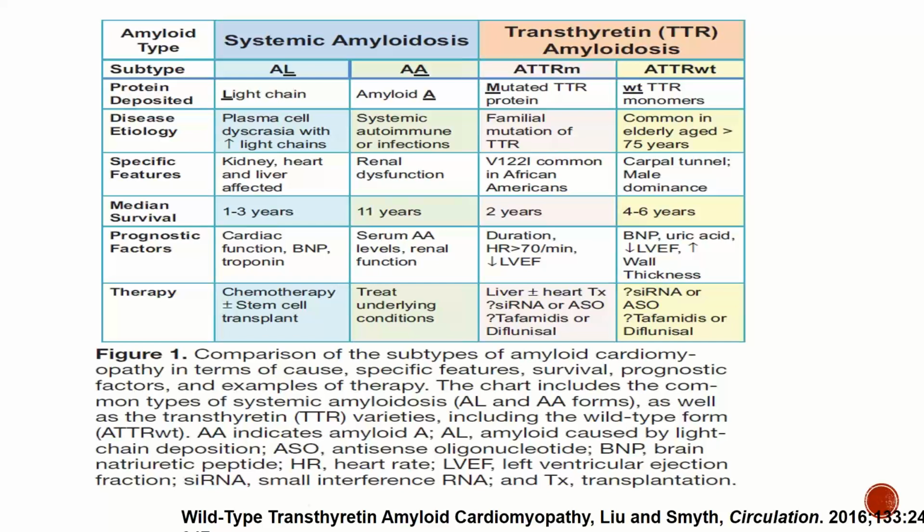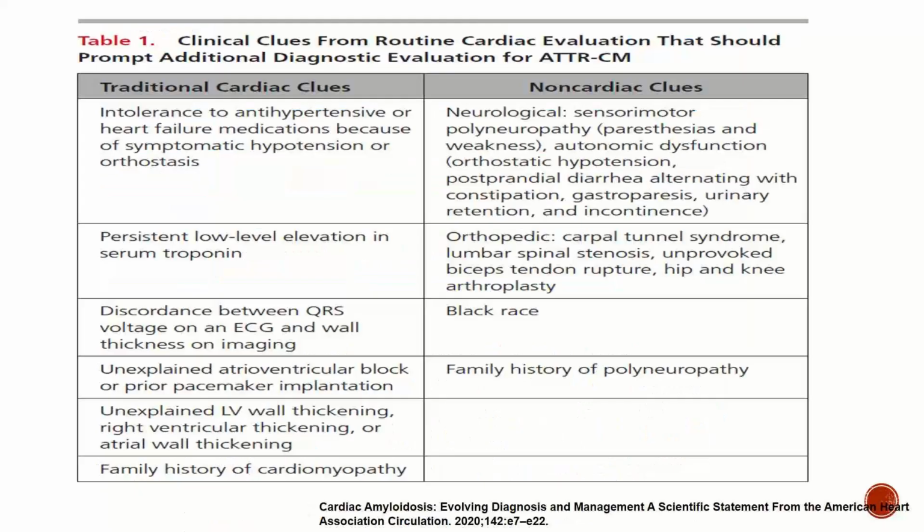The transthyretin amyloidosis has two types. The mutated type, which is the more familial form of the disease, is common in African Americans, and the median survival is 2 years. The wild type, which was previously called senile amyloidosis, is seen more in people older than 75, has specific features of carpal tunnel syndrome and male dominance, and the median survival is 4 to 6 years.